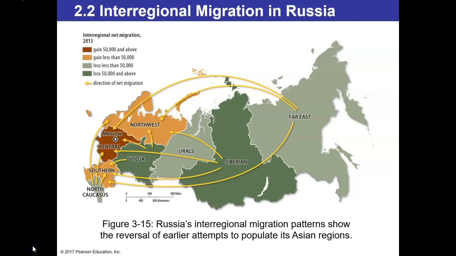In recent years, however, interregional migration has reversed, with net in-migration to the European regions where the largest cities and job opportunities are clustered. So again, to recap, people were forced to move east to mine and work factories, but currently we're seeing more people move west to the European side of Russia because there's more wealth and job opportunities.